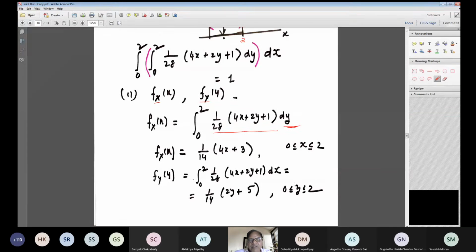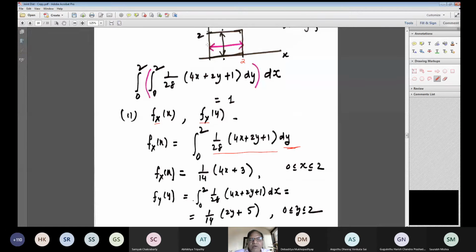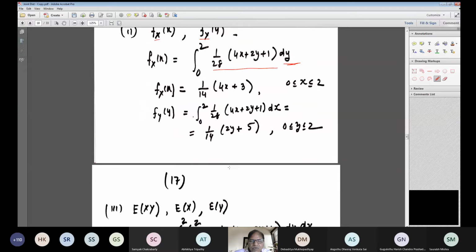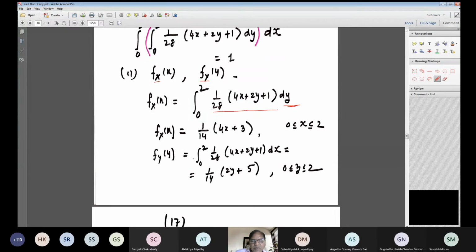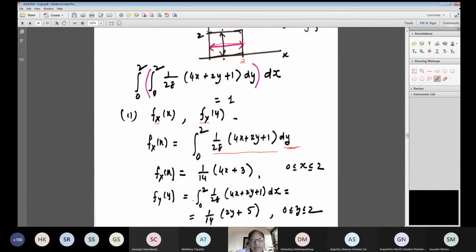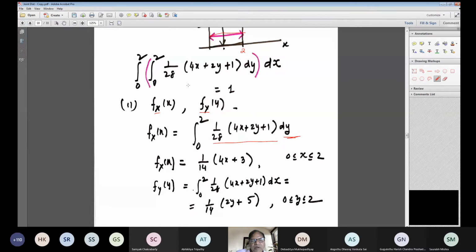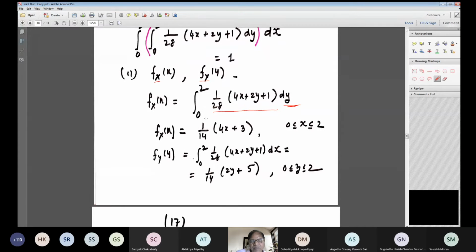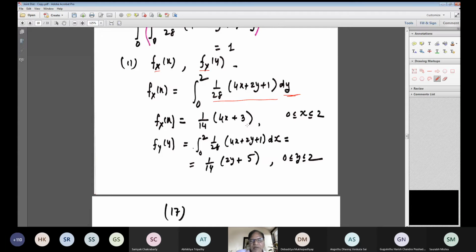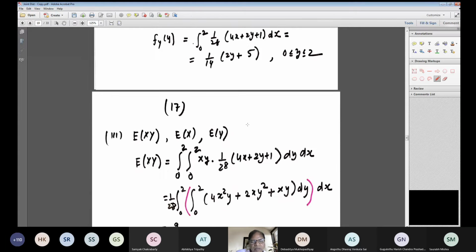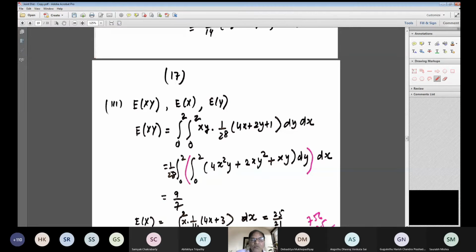Similarly, you can get fy. Now you are integrating with respect to x, so x varies from 0 to 2. It is 2y plus 5 over 14. Now, as you can see, x and y are not independent, because the joint density function is 1 by 28, 4x plus 2y plus 1, and if you multiply the marginals fx and fy, they do not match. So x and y are not independent random variables.